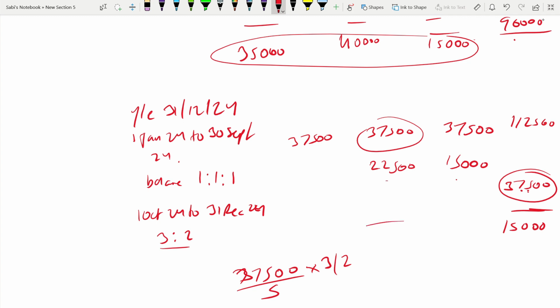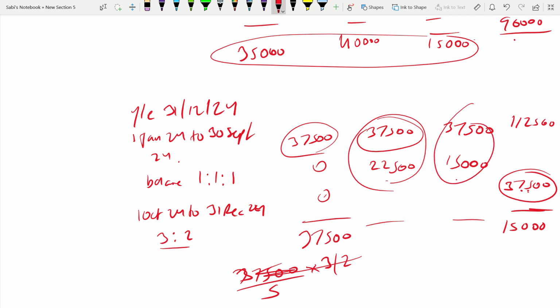And then you add. Remember, Xavier is no longer there. He was there only till these 9 months. So 37,500, and here add this 22,500 and add this 15,000. It would be 60,000 and 52,500. That's it.